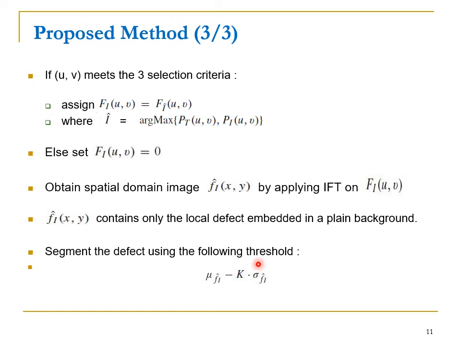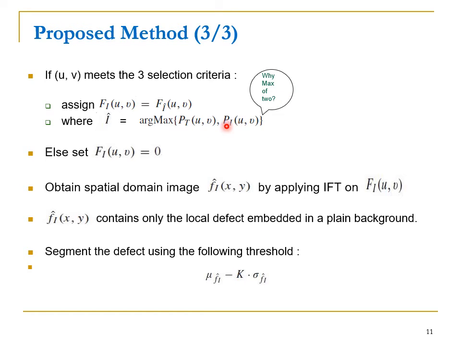We will see K further. The authors have selected the value K equal to 3 because they say that normally the defects are small in size. So overall, if a pixel is 3 standard deviations away from the mean, then it is indicative of a defect, so it can be retained.